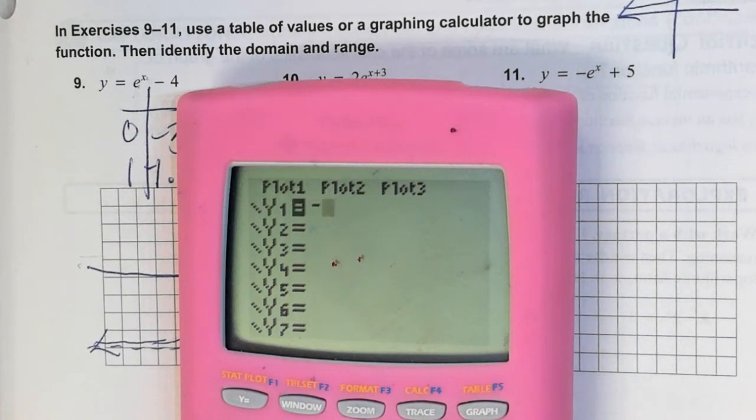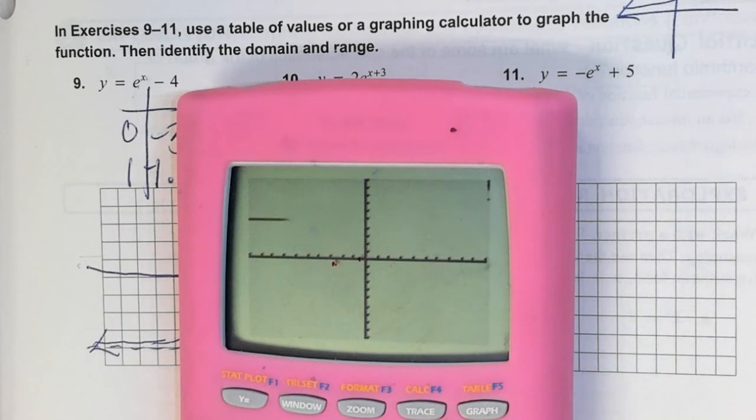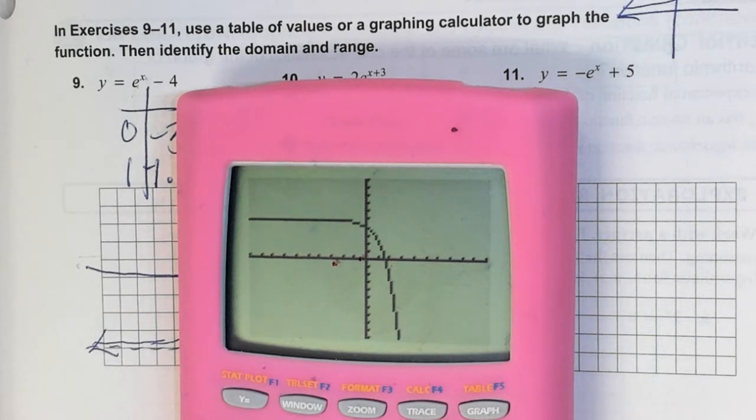Negative, not minus, but negative, e to the x, then outside of the parentheses on mine, plus 5. Zoom 6 it now. Here's the way it looks. Does it make sense? Should. Yep.